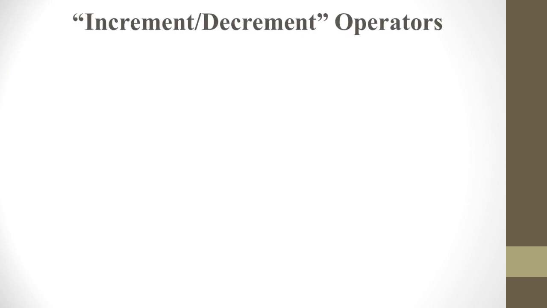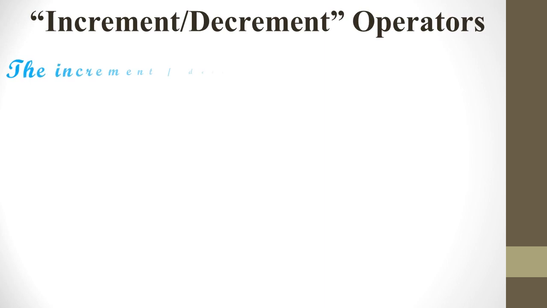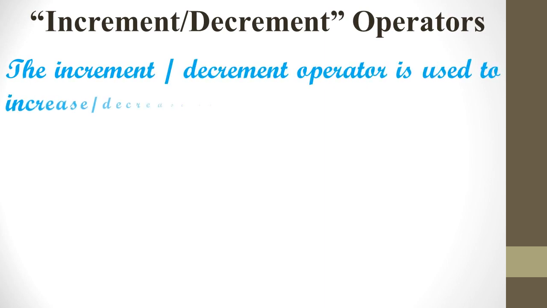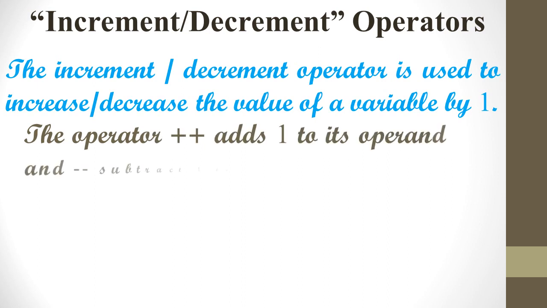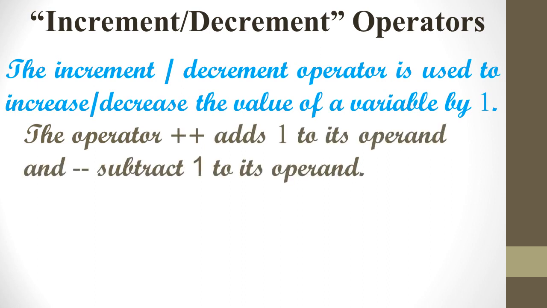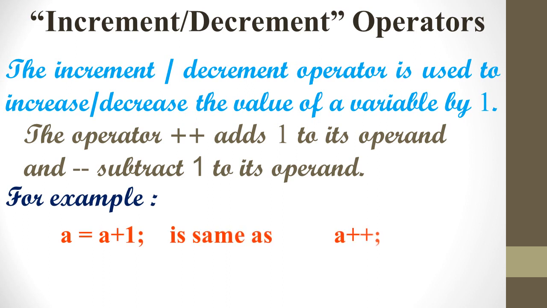Increment or decrement operators. The increment or decrement operator is used to increase or decrease the value of a variable by 1. The operator plus plus, the increment operator, adds 1 to its operand, and minus minus, the decrement operator, subtracts 1 from its operand. For example, A equal to A plus 1 is the same as A plus plus.